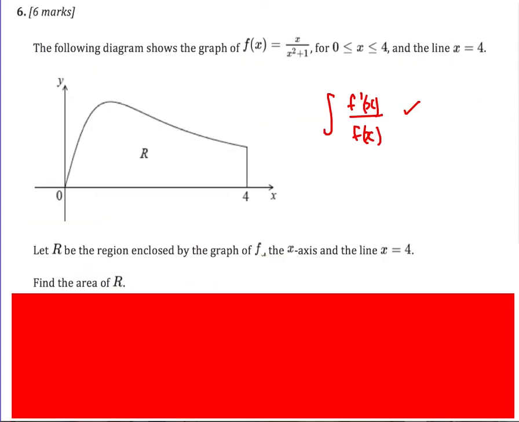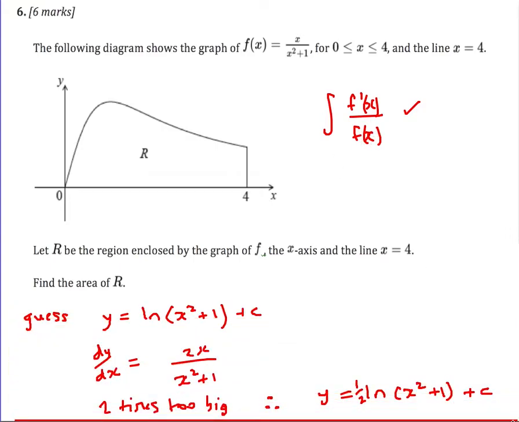And, okay, 2 more, I think. All right, here's the first one. So we've got x over x squared plus 1. Once again, we've got f dash x over f of x. So that's the correct form as before. We go, right, let's guess it's just ln of x squared plus 1 plus c.